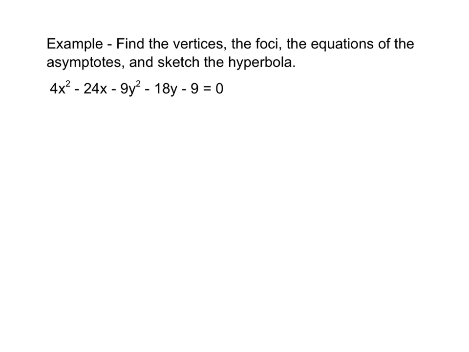Again, anytime you're asked to find vertices, foci, and equations of asymptotes, I actually recommend that you sketch the hyperbola first from its equation. You'll notice here, though, that the equation is not in the form we're used to. Let's start by using completing the square to change this equation into the form that we like. We can add 9 to both sides and factor out the coefficients of x squared and y squared from the x and y terms to help us get started.